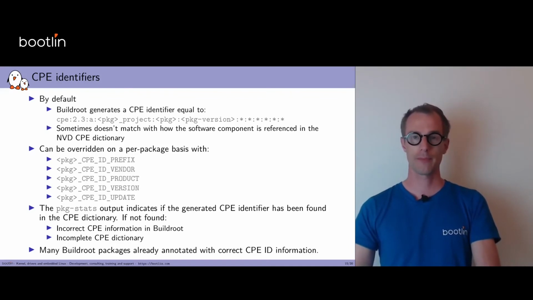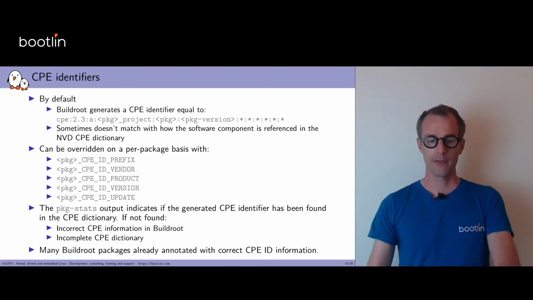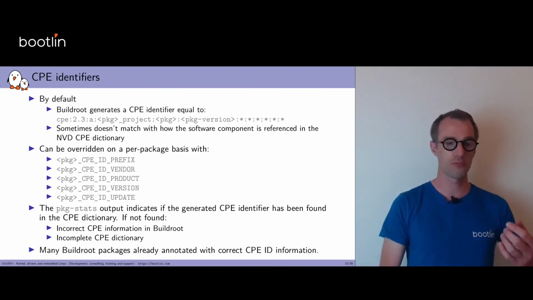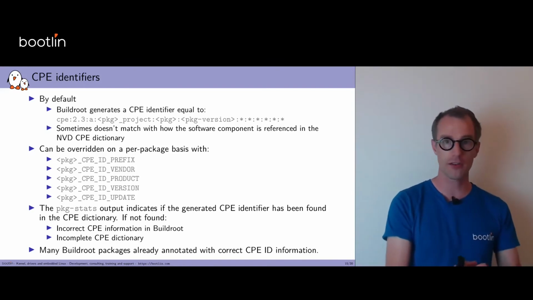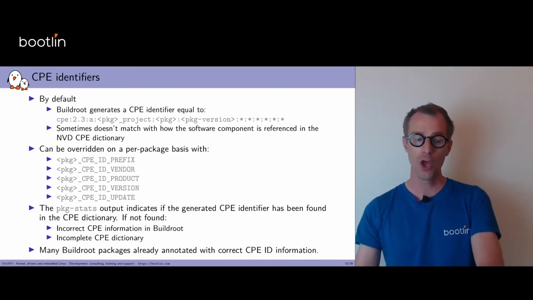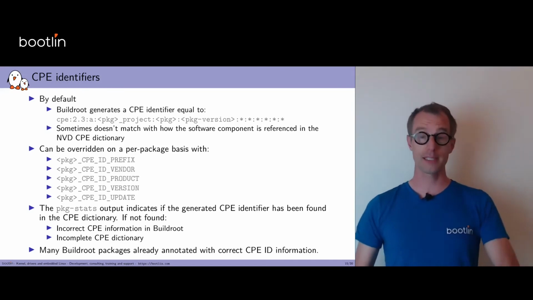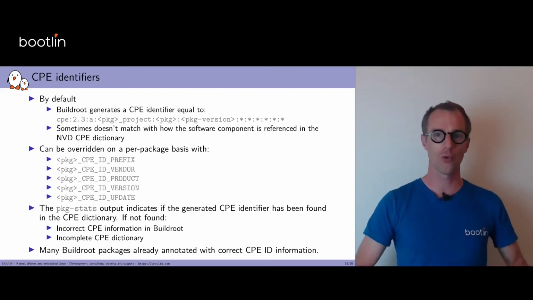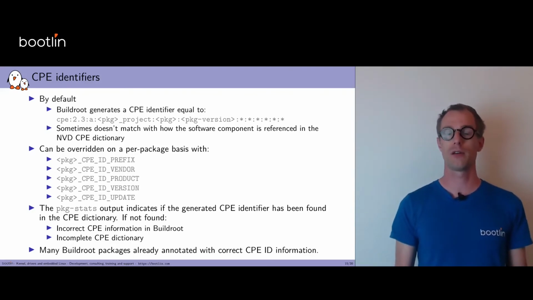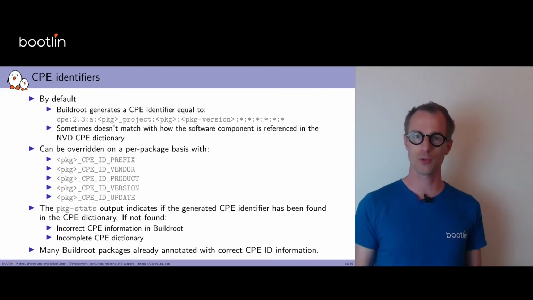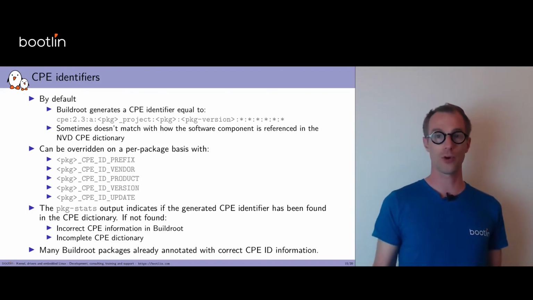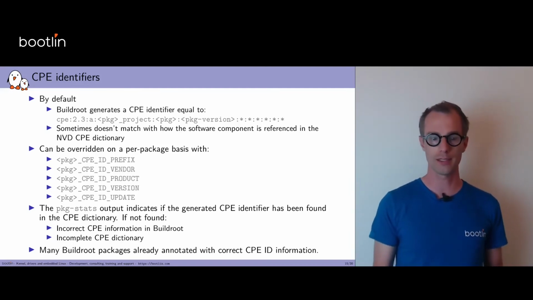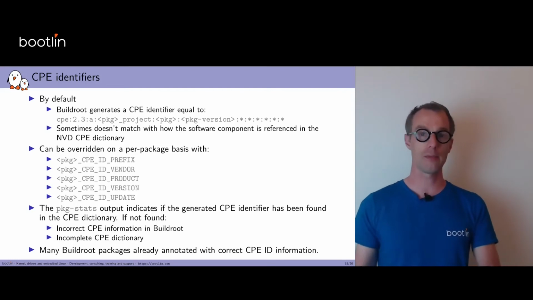And the pkgstat output indicates if the generated CPE identifier for every package has been found in the CPE dictionary. If it has not been found, then it either means that the CPE information in Buildroot is incorrect, like maybe the project name or the product name is not how it is referenced in the NVD database, but it can also mean that the NVD database is incomplete. Indeed, even though the maintainers of the NVD database are doing a great job at keeping it up to date with software releases from all those open source projects, it is really hard to keep track of them all, so they do not necessarily have the latest versions of all the software releases. So it may also be that the NVD database is incomplete.